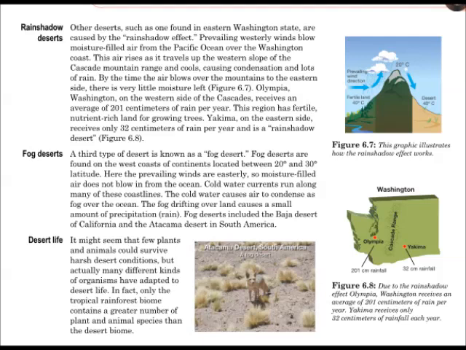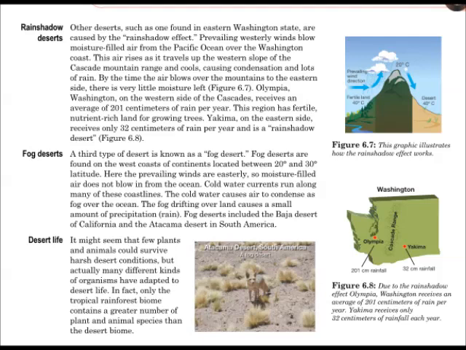moisture left, figure 6.7. Olympia, Washington, on the western side of the Cascades, receives an average of 201 centimeters of rain per year. This region has fertile, nutrient-rich land for growing trees. Yakima, on the eastern side, receives only 32 centimeters of rain per year and is a rain shadow desert, figure 6.8.